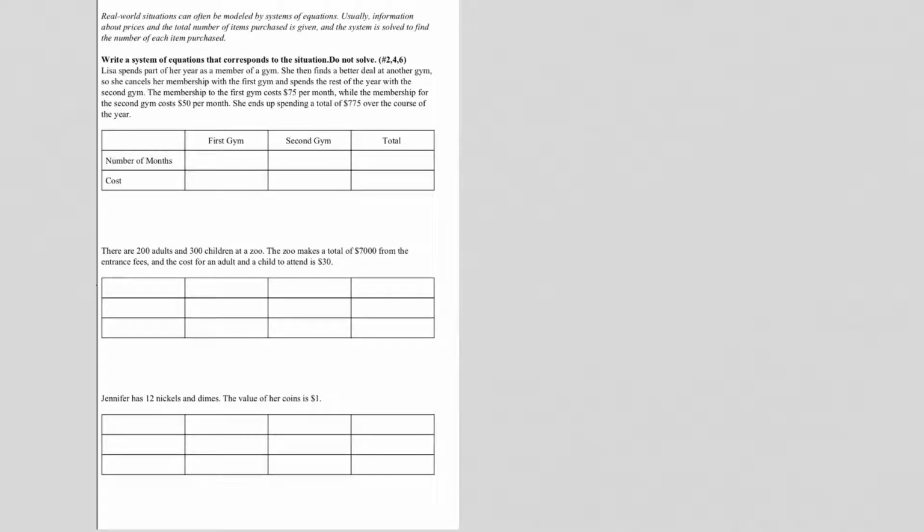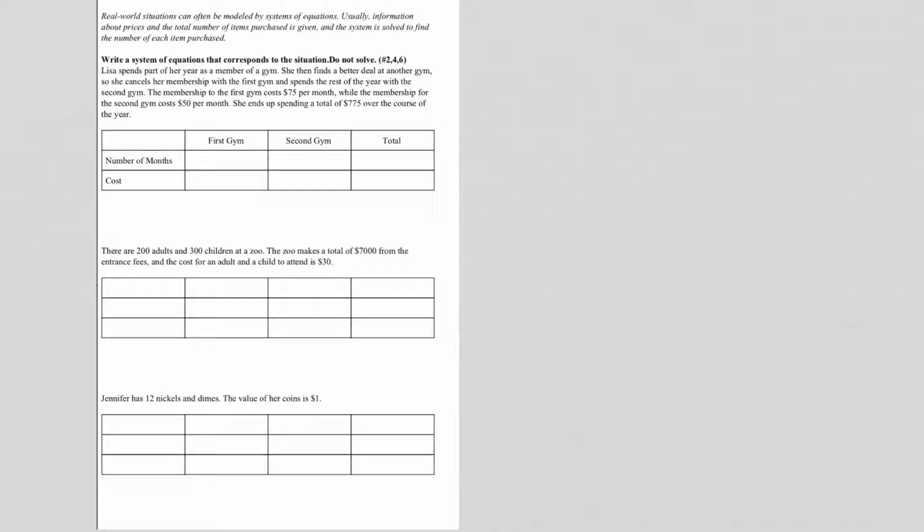We're doing some more practice modeling systems of equations, 12.3, the last section of chapter 12. And we have here a couple examples. Lisa spends part of the year as a member of a gym. She then finds a better deal at another gym. So she cancels her membership with the first gym and spends the rest of the year with the second gym.